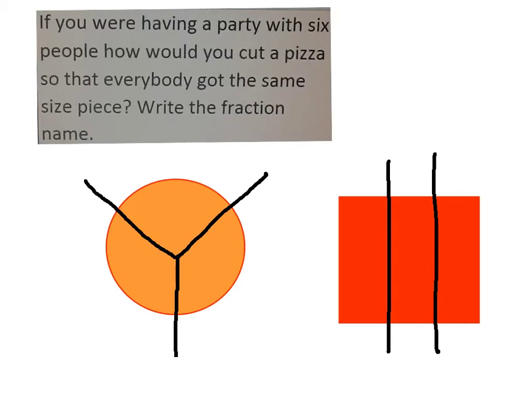Now once I divide them into 3 pieces, it's very easy to go from 3 pieces to 6 pieces, because now all I do is divide each one of those parts in half.